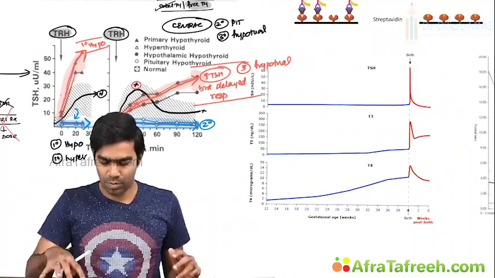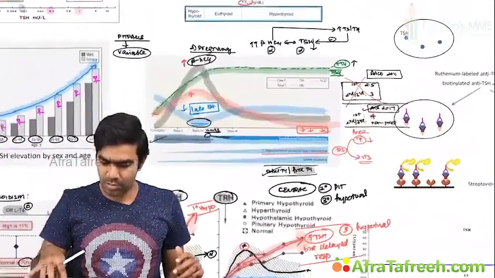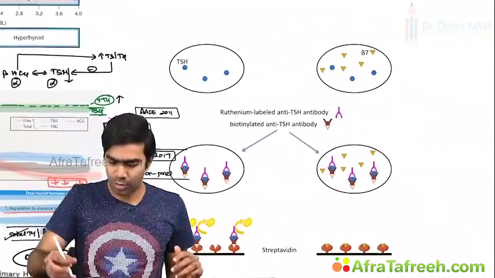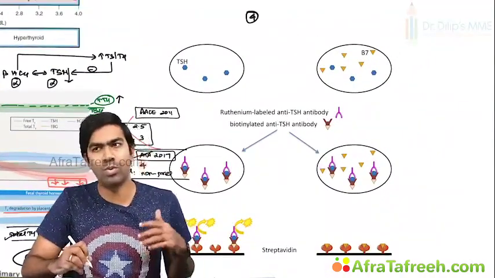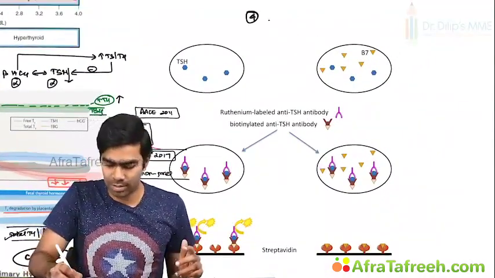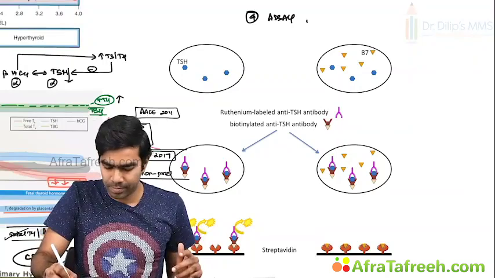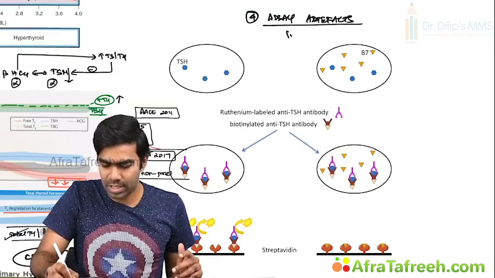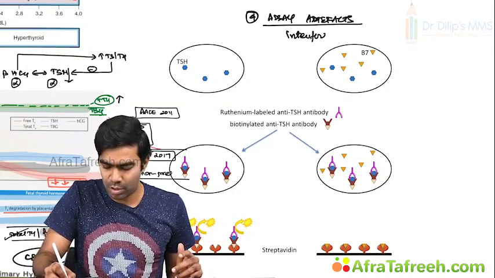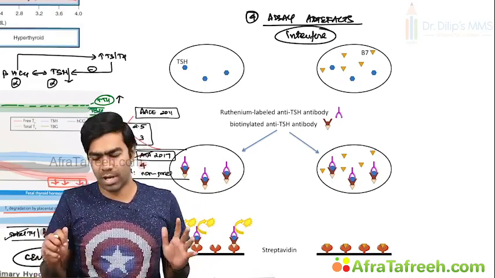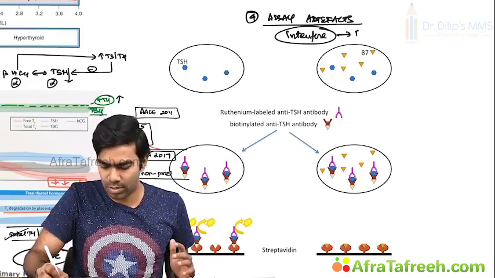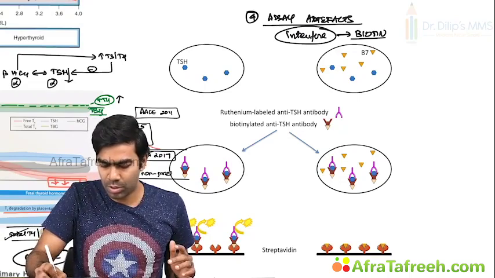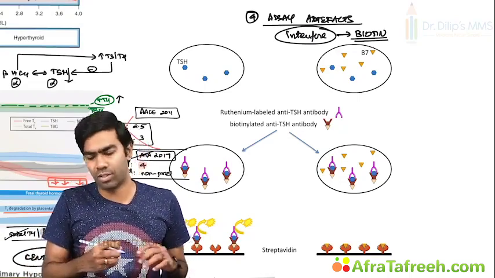Then what is the fourth pitfall? This is the third pitfall we have seen; now the fourth pitfall. The fourth pitfall I wanted to tell you about is assay artifacts, which means there are some things that interfere with the assay. The most important thing they'll ask you that interferes with the assay is biotin. Biotin is known to interfere with the assays of TSH.